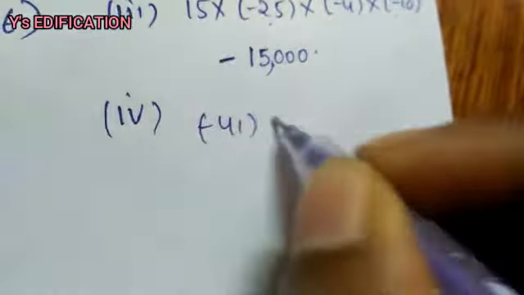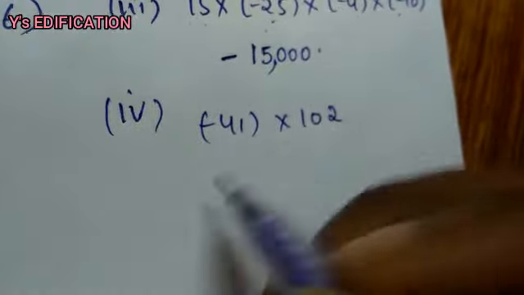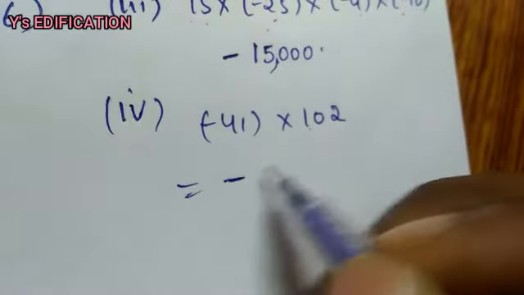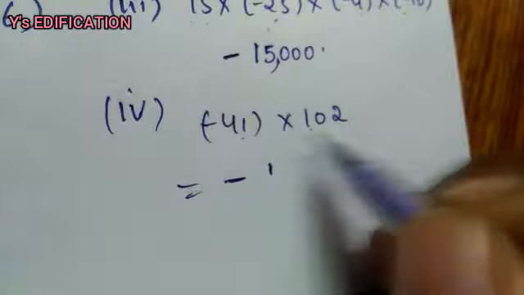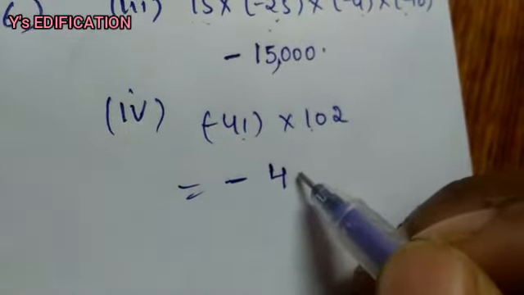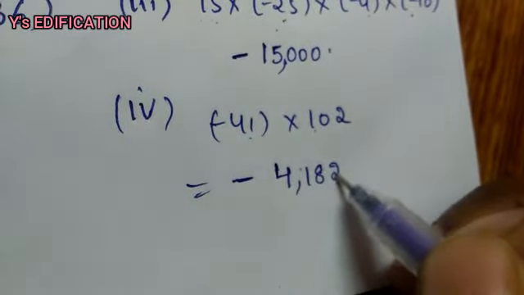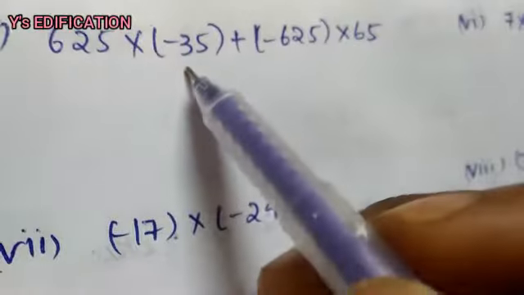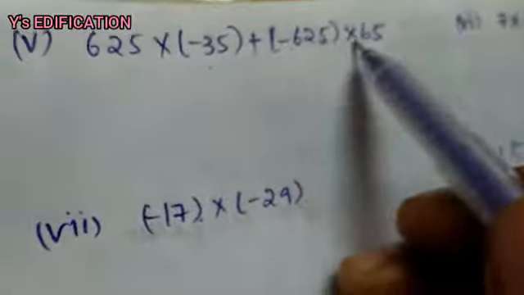And the next one, minus 41 into 102. This is a positive number and this is a negative number, so the answer will be a negative number. When we multiply these two numbers, we will get 4,182.